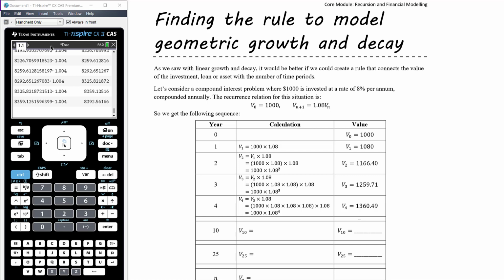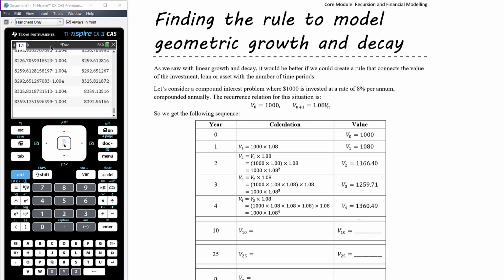Okay, so as we saw with linear growth and decay, it would be better if we could create a rule that connects the value of the investment with the number of time periods. So we have the value after n years equal to some rule that's got n in it, so we can just substitute n into the rule when we want to know 20 years, for example. So let's have a look at a compound interest problem where $1,000 is invested at a rate of 8% per annum compounded annually. The recurrence relation for this situation would be this.